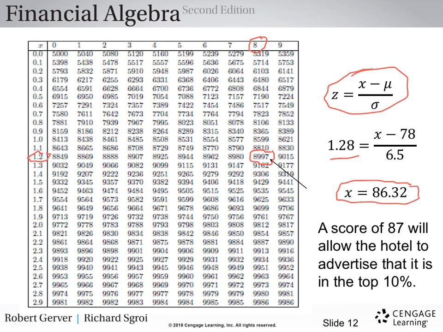So 78 was the mean, 6.5 was the standard deviation, so we come out with a value of x equaling 86.32, which means a score of 87 will allow the hotel to advertise that it is in the top 10%. Notice, even though it was 86.32, if I had said 86, that would have been below. So we want the next integer above 86.32. That's why we say a score of 87. Okay? And that will allow the hotel to advertise that it is in the top 10%.